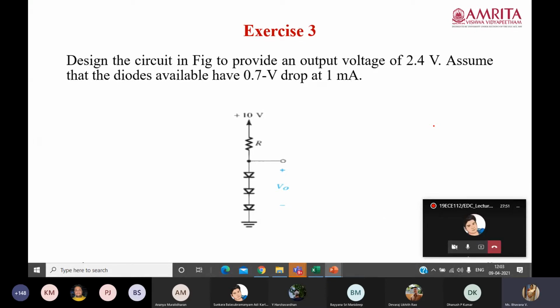Design. Whenever you get a design question, they will not mention that you find X, Y, Z like that. It is our duty to understand what all things are unknown, the parameters we have to find out. That is the meaning of any design-based question: unknown parameters we have to find out. So design the circuit of the figure to provide an output voltage of 2.4 volt. Assume the diodes available have 0.7 volt drop at 1 milliampere.